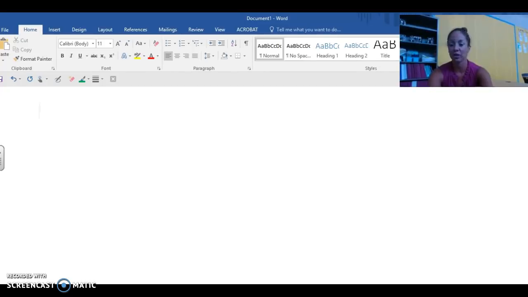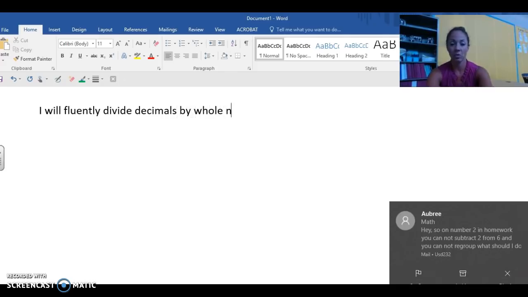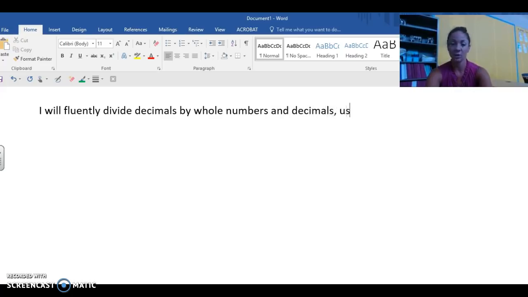Our learning goal, which you need to get in your notes, and one of these days I will stop telling you that because you'll remember to do it all on your own, is I will fluently divide decimals by whole numbers and decimals using a standard algorithm. So make sure you click pause so that you can get that in your notes.